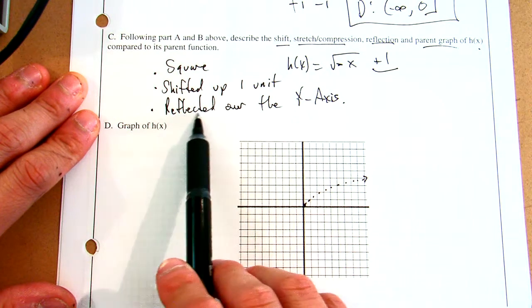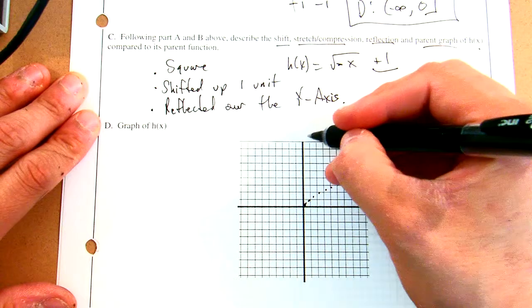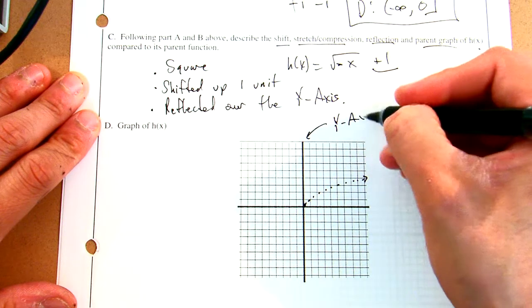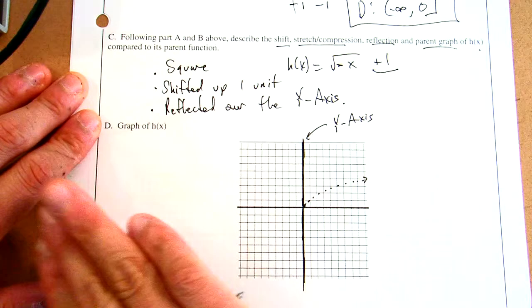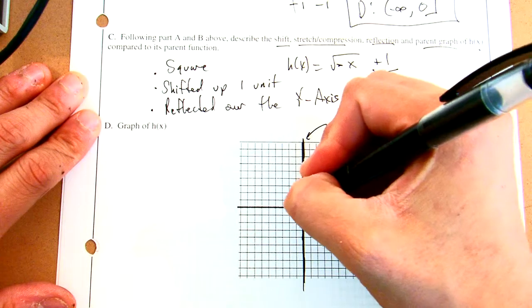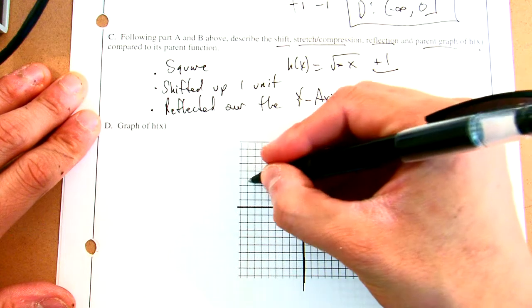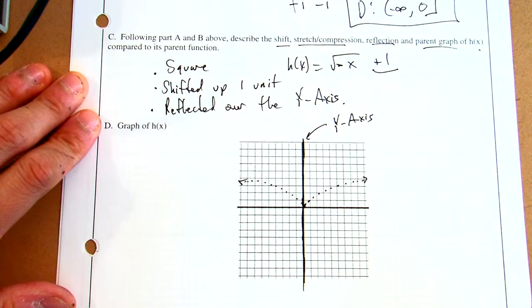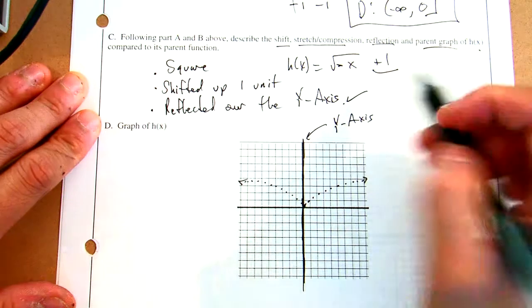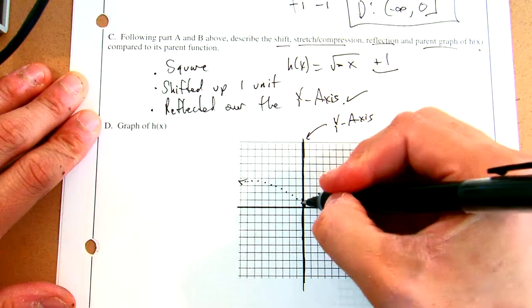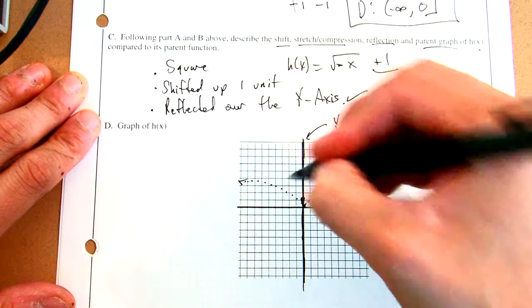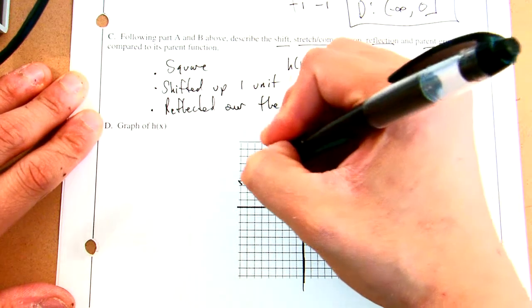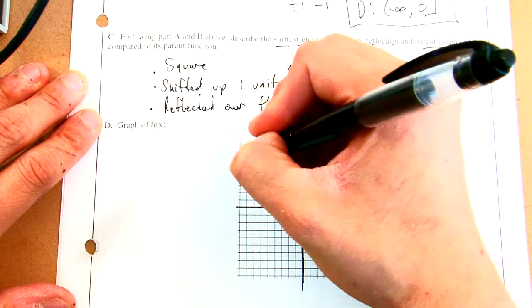What am I doing to my original? First, I'm going to reflect it over the y-axis. This is my y-axis here, which means this is my mirror. If I flip it over, it's going to look like this. And then I need to shift it up 1. So it doesn't start at 0 on the y, it starts at 1. And now it looks like this.